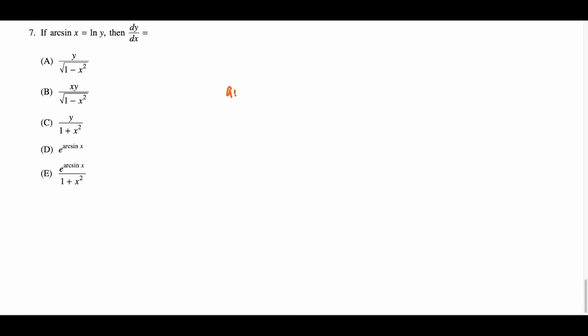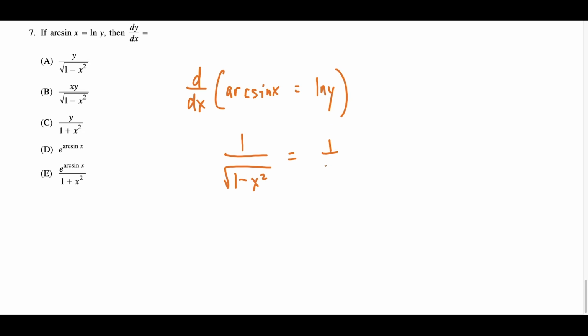Now for question 7, we're looking at arc sine x is equal to natural log of y, and we want to find dy/dx. So we could start by taking the derivative with respect to x of both sides. The derivative of arc sine x, or sine inverse x, is 1 over square root of 1 minus x squared. And the derivative with respect to x of natural log y is 1 over y dy/dx. We're using the chain rule here, which shows up a lot in implicit differentiation questions.